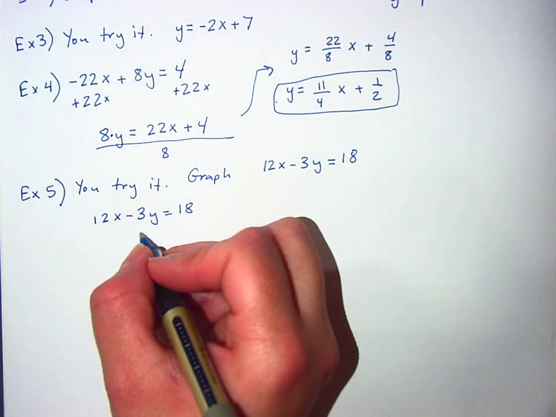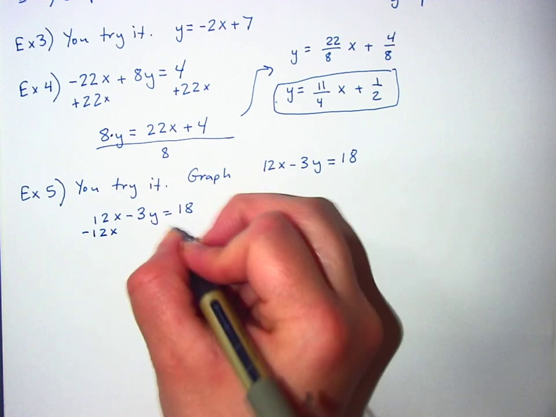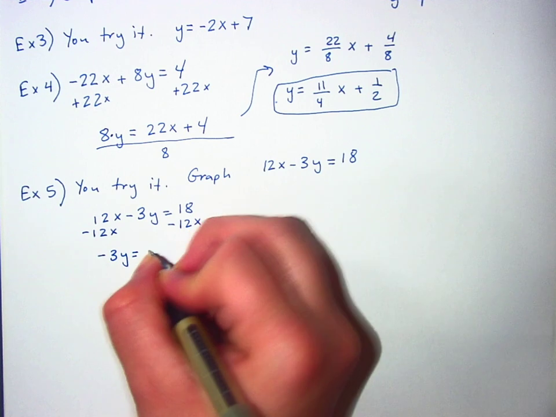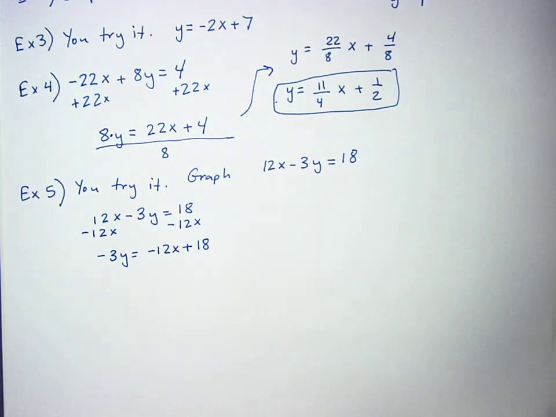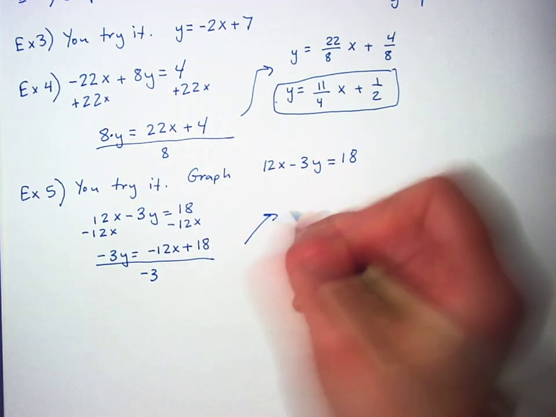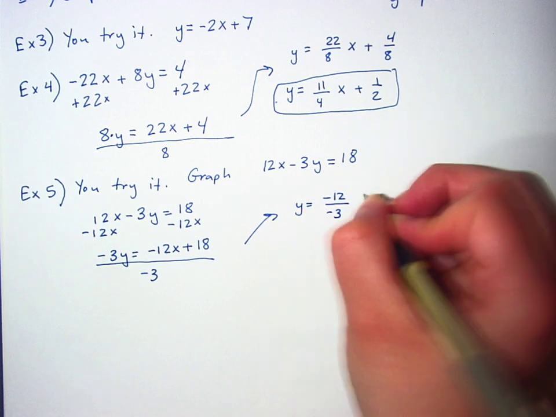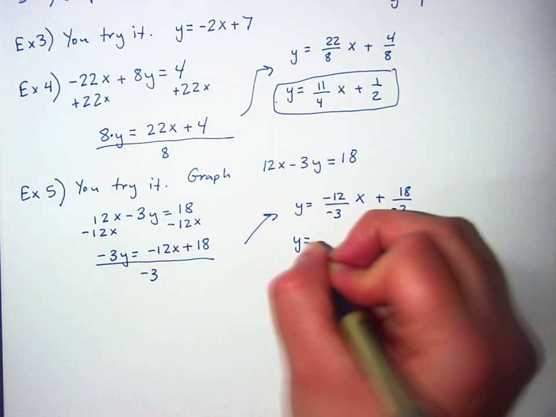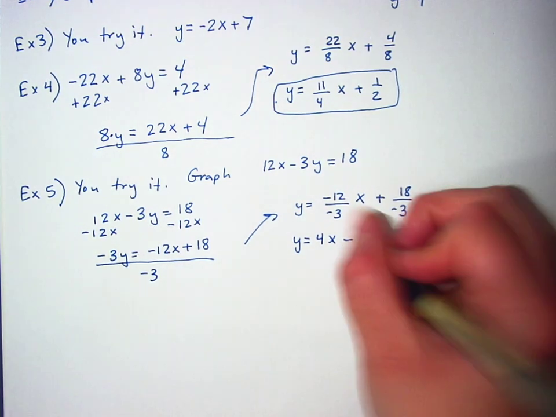So, first thing I'm going to do to get y by itself is get rid of this junk over here, this 12x. So I'm going to subtract 12x from both sides. That's negative 3y equals negative 12x plus positive 18. And then to get y by itself, I'm going to divide by negative 3 all over. So that ends up being y equals negative 12 divided by negative 3x plus 18 divided by negative 3, which makes y equals 4x minus 6, or plus a negative 6 if you prefer.